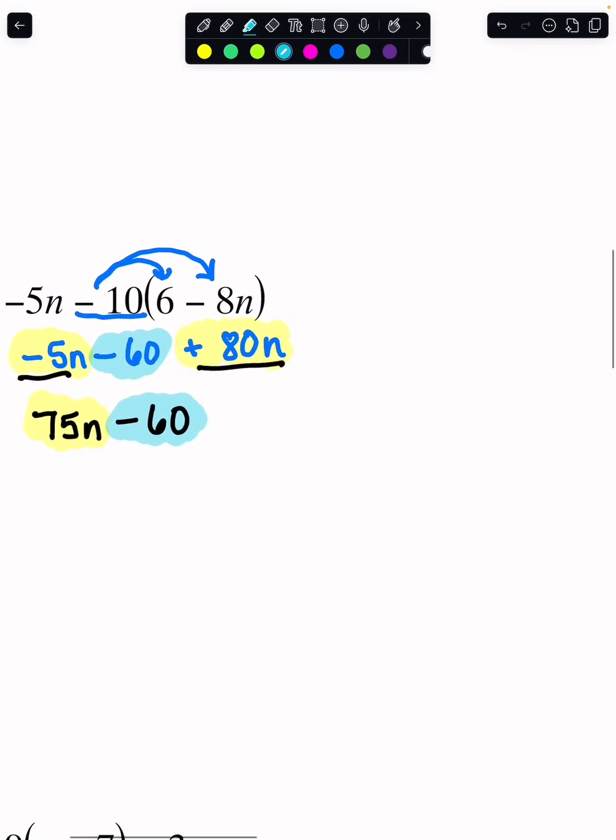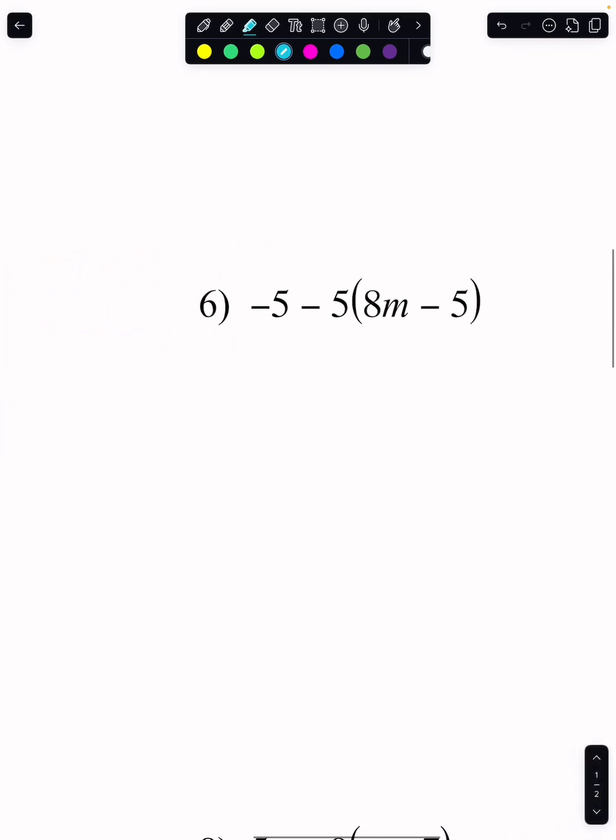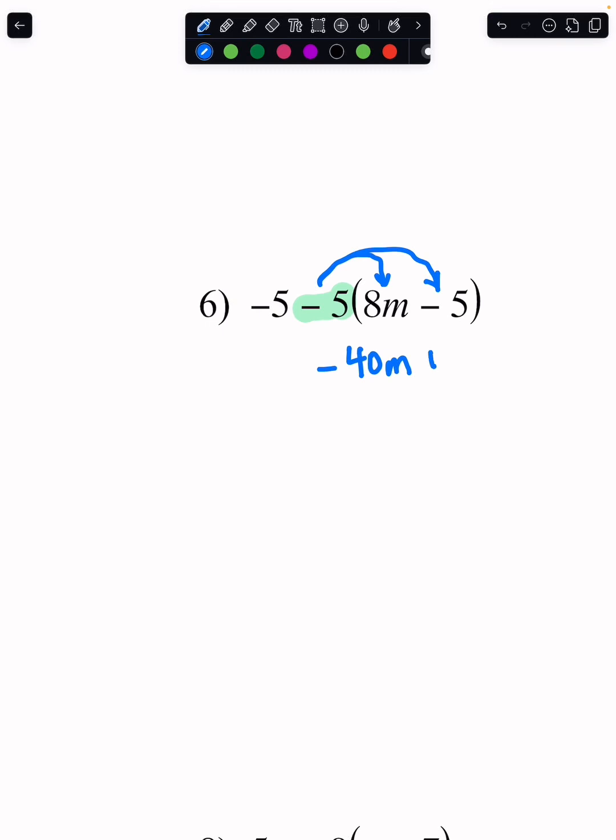Okay, let's do another one. Let's do number 6. Again, we have a number in the front, but this time it's a negative 5. So we got to distribute this negative 5 to everything inside the parentheses. So negative 5 times 8m is negative 40m. And then this negative 5 times negative 5 is a positive 25. And then I have this negative 5 still hanging out in the front.